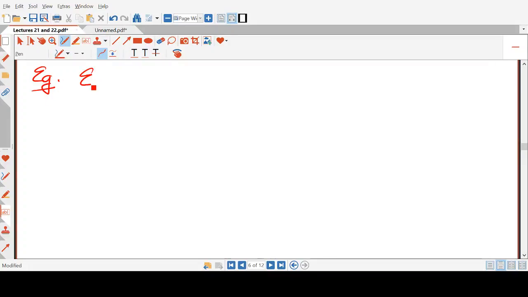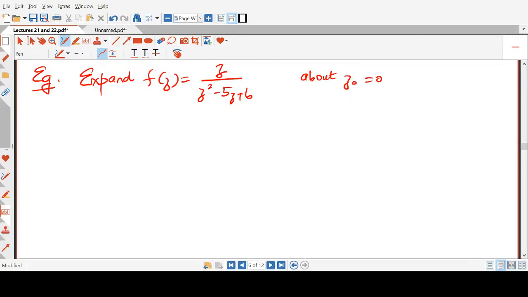Okay, let's take a couple of examples now. Example, let's say expand. Let me deal with the example in the book this time, because when you read it, it can be a bit confusing. There are 3 or 4 different scenarios that are dealt with one at a time. I'll show you the differences between each one. So expand f of z equal to z over z squared minus 5z plus 6 about z naught equals 0.